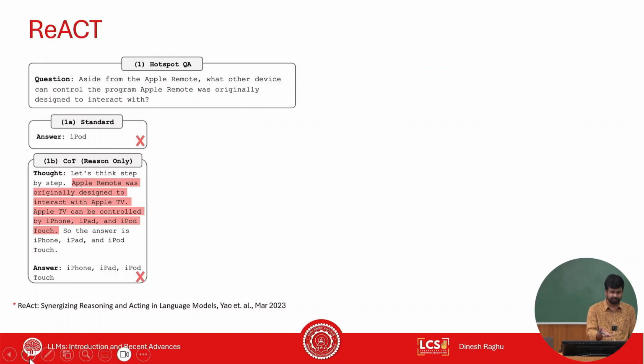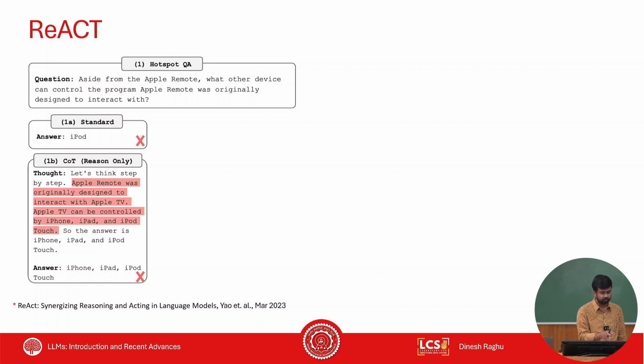Yes, so it's mostly because there are so many terms about Apple, the most likely answer was iPod at that point in time for the model, right? And now you can also use chain of thought reasoning, because these LLMs know a lot of things about the world, and maybe if you ask it to reason, it may arrive at the right solution, right? So here again, it says that Apple Remote was originally designed to interact with Apple TV, and Apple TV can be controlled by iPhone, iPad, and iPod Touch, which seems right.